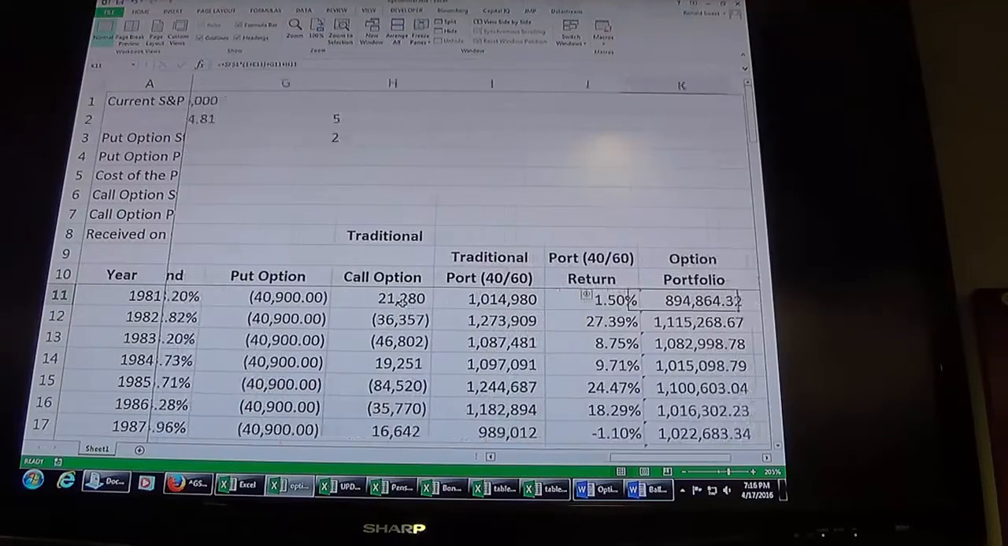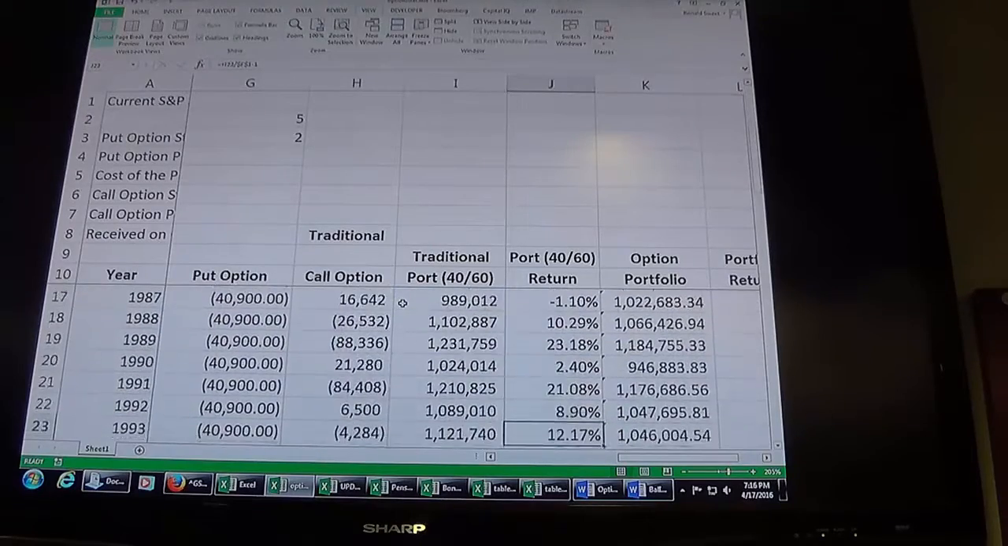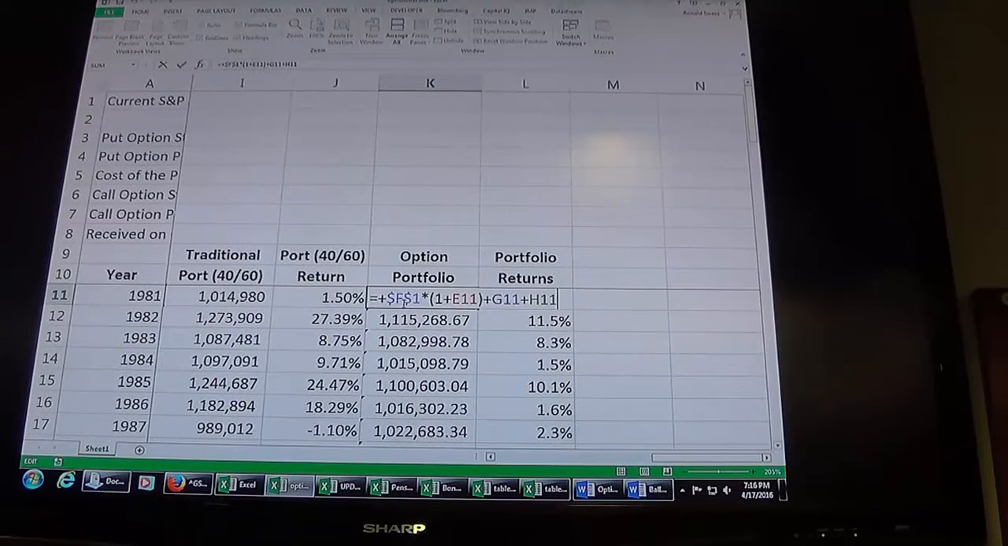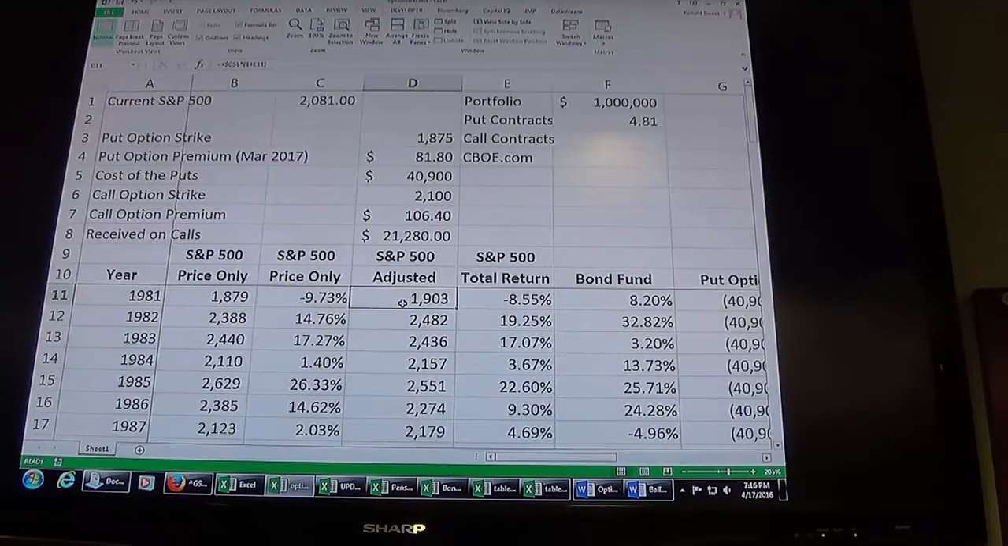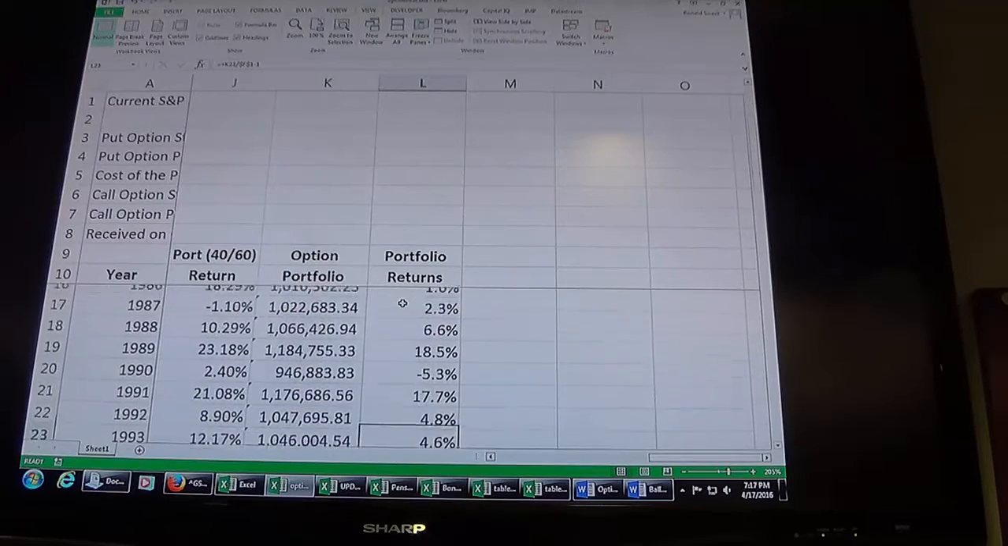I get my ending portfolio, and then what's the return on that portfolio? That's pretty straightforward. You just take the ending portfolio divided by the beginning portfolio minus 1. So those are returns I would have made. And then here's my option portfolio. I take the beginning portfolio. Remember, I'm 100% in stocks. So beginning portfolio plus the stock market. So I'm going to lose 9% there. And then I add back in the puts and the call. And it gives me that, and that tells me a return on the portfolio.